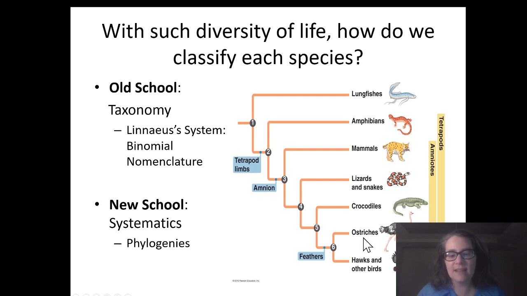So we can see that ostrich and hawks share a more recent common ancestor than ostrich and crocodiles, which is back in time at number 5. Crocodiles then share an ancestor with lizards and snakes back in time at 4. And so we can talk about who's most closely related, who shares a more recent common ancestor over the others in a particular group. That's all I want to say about speciation and macroevolution.